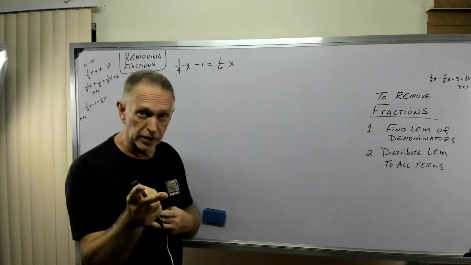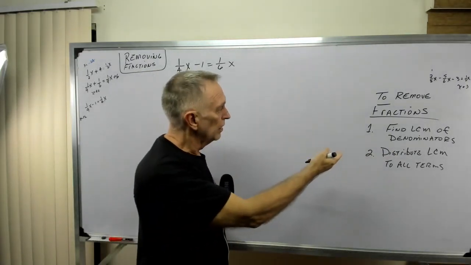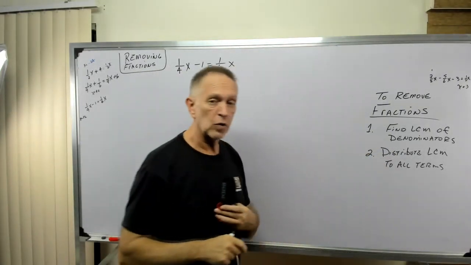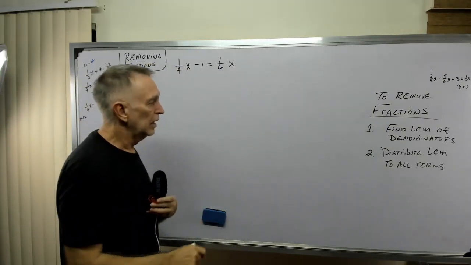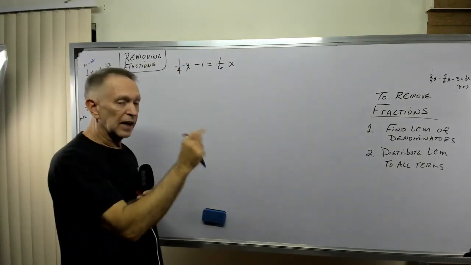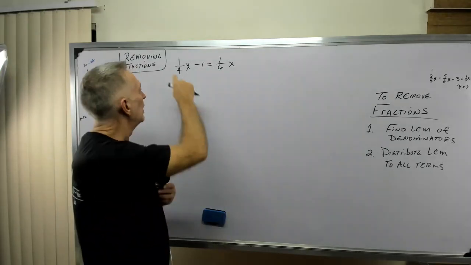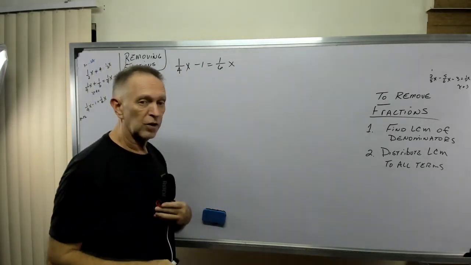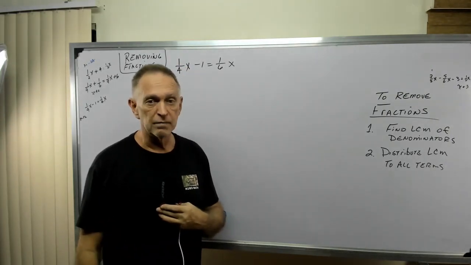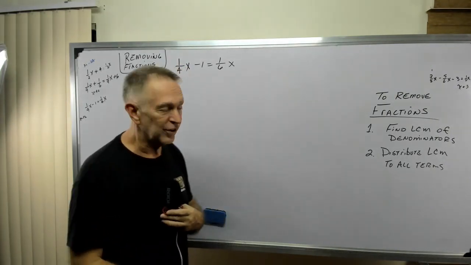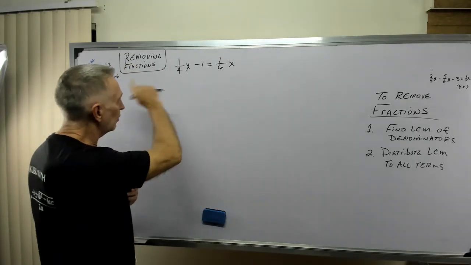There's only two steps. First, find the least common multiple of the terms you see in the denominator. And then take that least common multiple and distribute it to every term, multiply it to every term. And that's it. Nothing to it. So let's try it on this one.